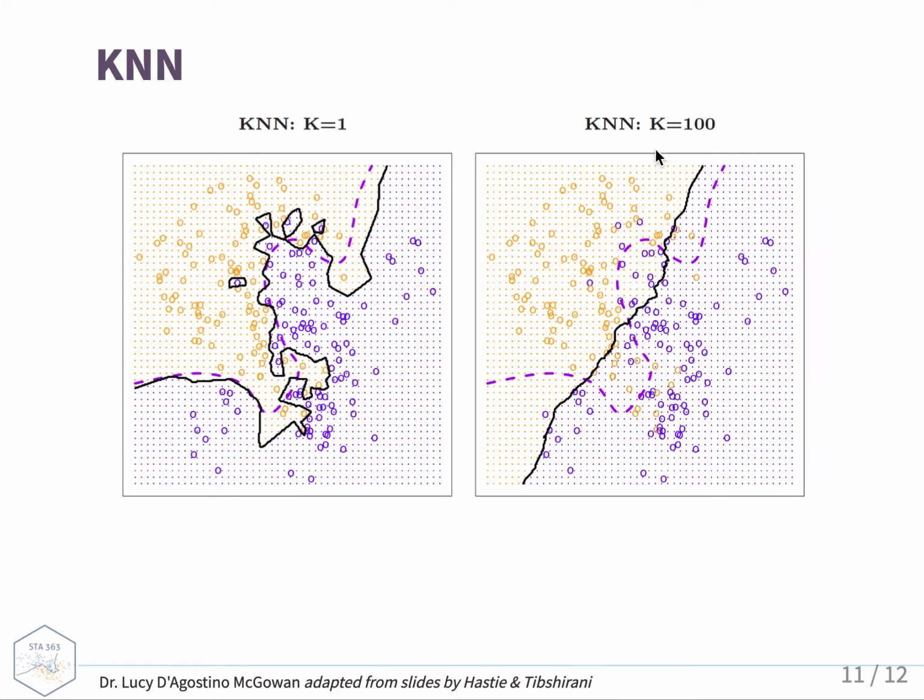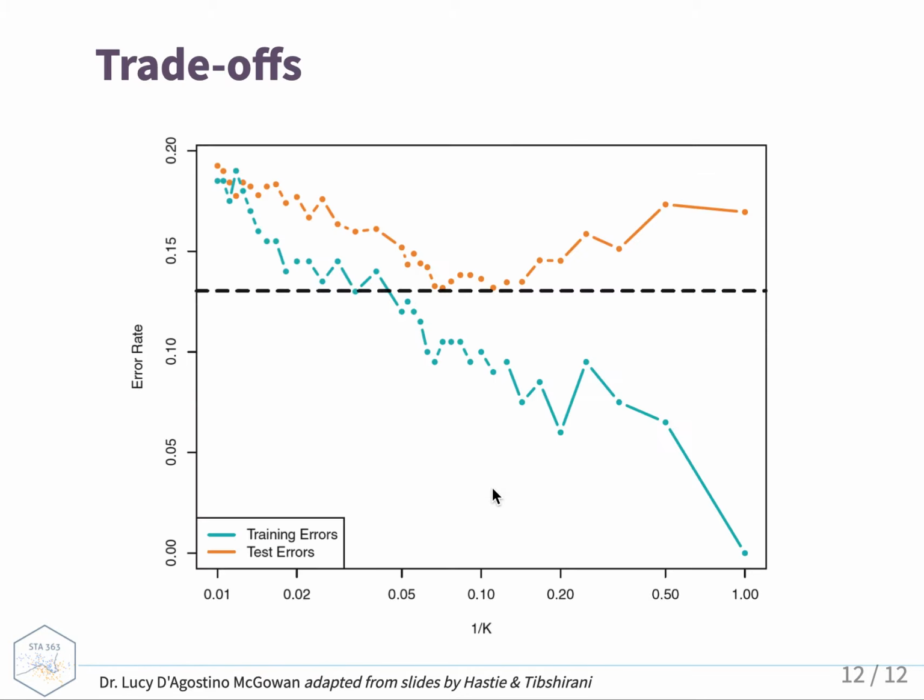Alternatively, I can make my window or my neighborhood bigger, so for example, k equals 100. That means I'm looking at the 100 closest points, and I'm finding the line based on that. In this particular case, that kind of underfits our model. The purple line here is the truth, or the underlying classifier, and the black line shows you where that would fall if I set k equal to 100, and over here it shows you where it would fall if I set k equal to 1.